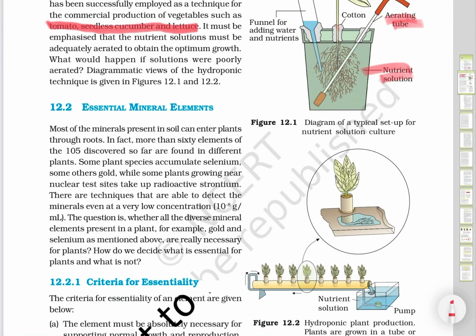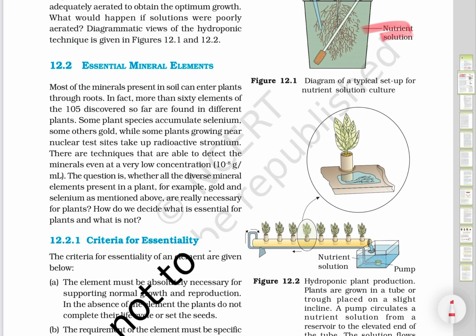Alright. Now to the essential mineral elements. Most of the minerals present in soil can enter plants. In fact, more than 60 elements of the 105 discovered so far are found in different plants. Some plant species accumulate selenium, some other gold, while some plants growing near nuclear test sites take up radioactive strontium.